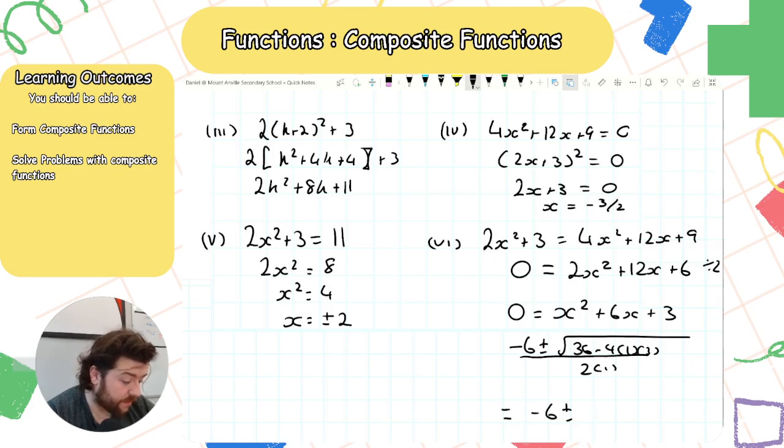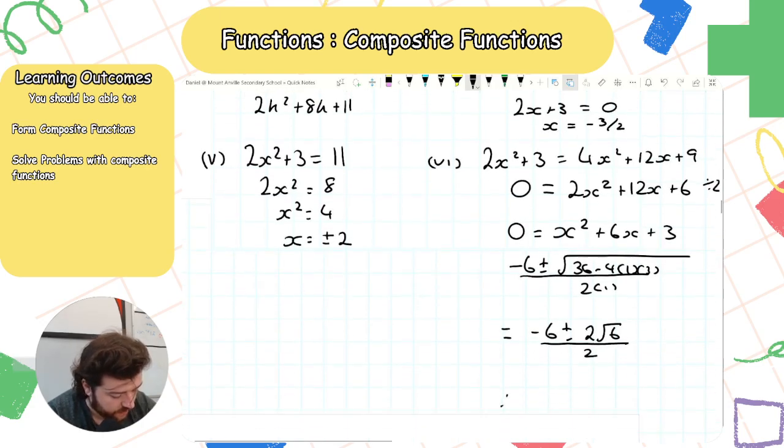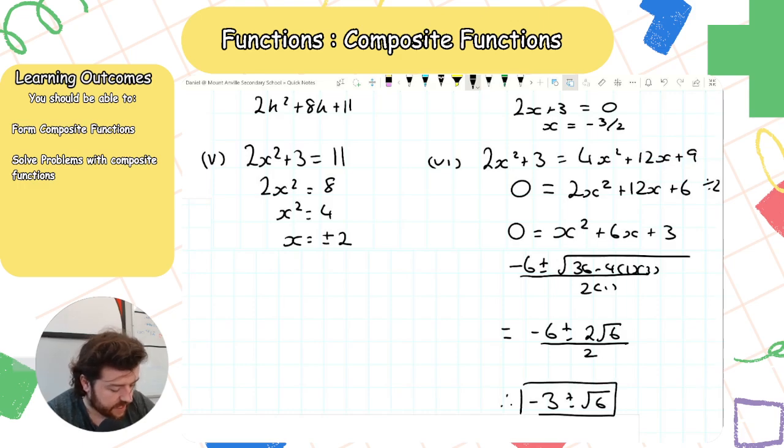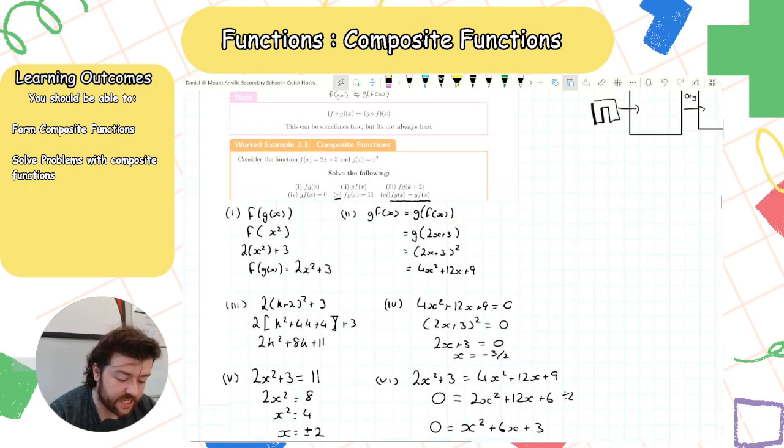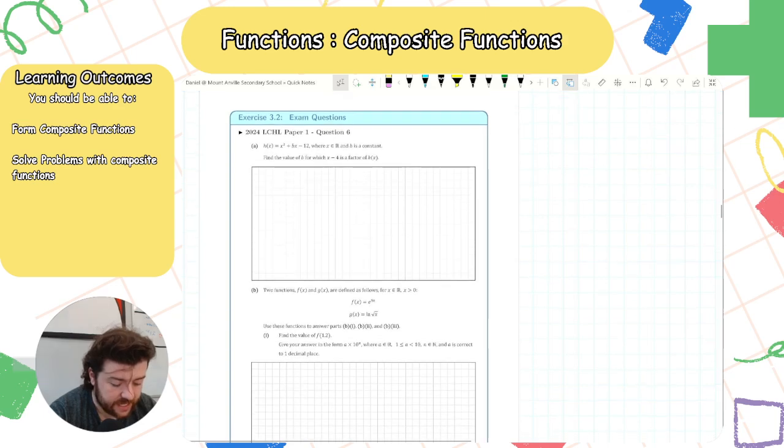Root 24 can be written as 2 root 6 all over 2. Therefore, my final answer is going to be minus 6 divided by 2 is minus 3, plus or minus 2 root 6 divided by 2 is root 6. There is my answer to that one. And that is as hard as composite function would get. Let's look at some exam questions here.